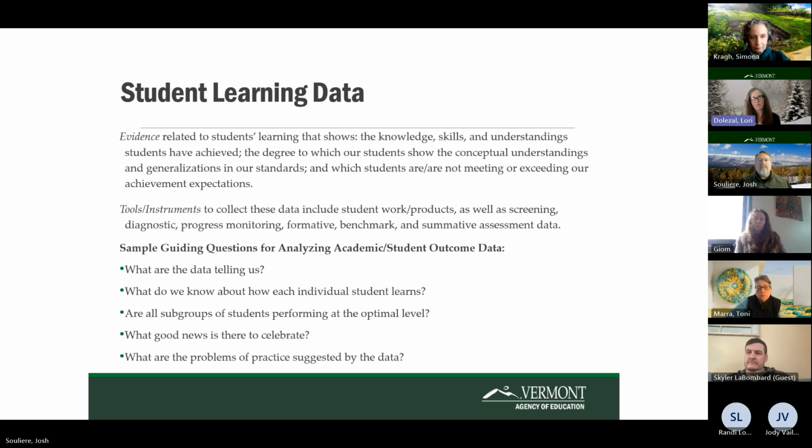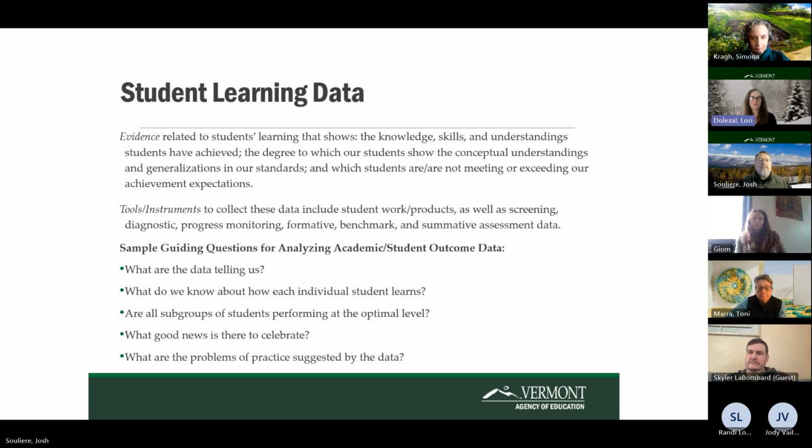Student learning data, probably the one we use the most, produces evidence related to knowledge, skills, and understanding that students have achieved, the degree to which students show conceptual understanding and generalizations, and the degree to which they're meeting or not meeting or exceeding achievement expectations. And specific measurement instruments you might use to collect these data include, but are not limited to, student work products, as well as screeners or diagnostic measures, progress monitoring, formative assessments, benchmark assessments, and of course, summative assessment data.